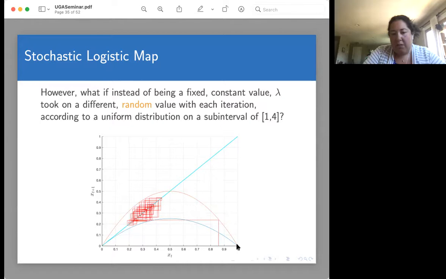So what you see here is the blue parabola, the logistic map when lambda is equal to 1. And I'm questioning whether that's the case, actually. I feel like that's not the case. But the red here is with lambda equal to, and I guess that's probably 2, right?